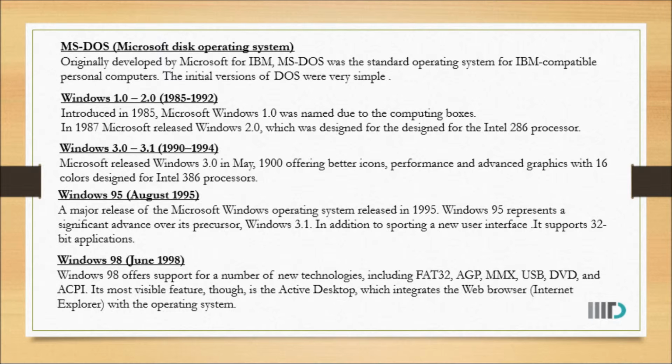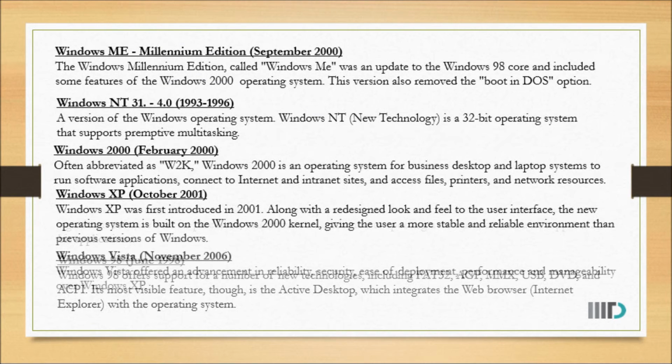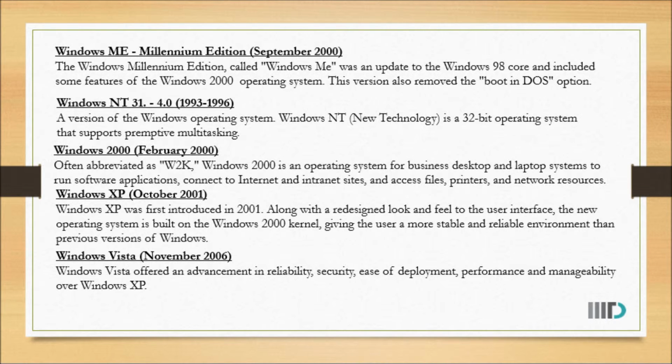Windows 95 represents a significant advance over its predecessor Windows 3.1. Windows 98. Windows 98 offers support for a number of new technologies including FAT32, AGP, USB, DVD. Its visible feature is the Active Desktop, which integrates the web browser with the operating system. Windows Millennium Edition. Windows ME was an update to the Windows 98 core and included some features of the Windows 2000 operating system. The version also removed the boot to DOS option.